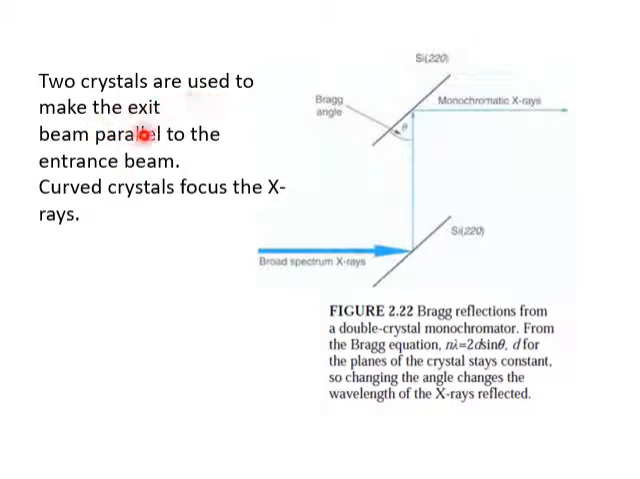Two crystals are used to make the exit beam parallel to the entrance beam. Curved crystals focus the X-rays. So these are one crystal and two crystals in the double crystal monochromator. Why are these two crystals used? Because due to these two crystals, this is the exit beam and this is the entrance beam. So the exit beam is parallel to the entrance beam due to reflection from these two crystals. That is why these two crystals are used, and they are used in curved form, because in curved form there is more focusing of radiation.